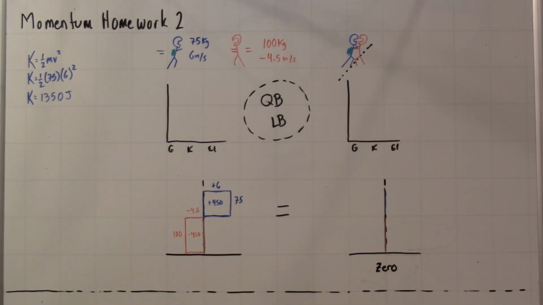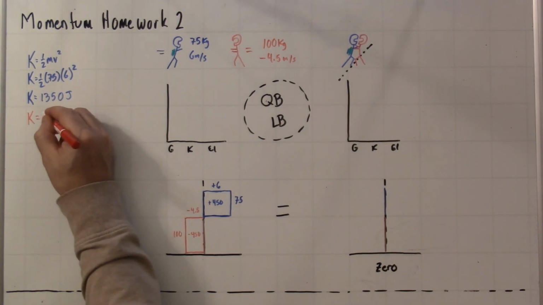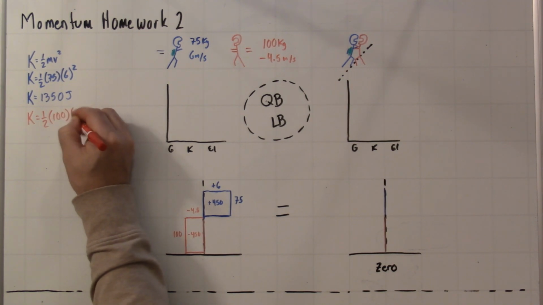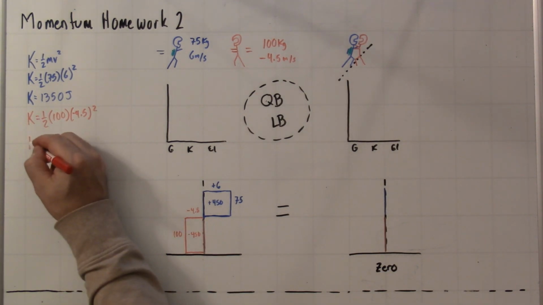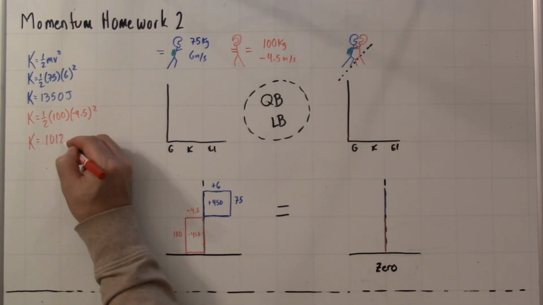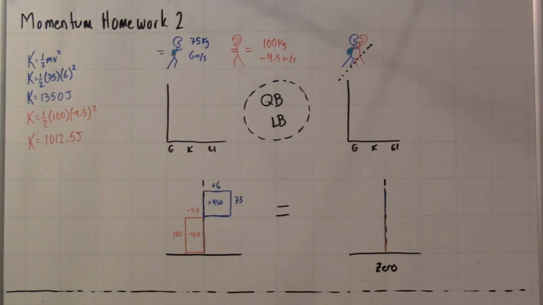Let's see about the linebacker, the red guy. His kinetic energy is going to be 1/2 his mass, 100, and his speed, now his velocity is negative 4.5, but we're going to square it, so it's not going to end up mattering. His kinetic energy is 1012.5 joules. So they almost have identical kinetic energies here. The guy who's faster has a little bit more.